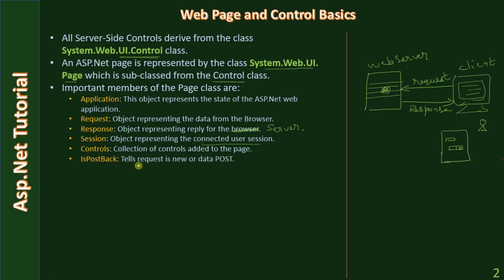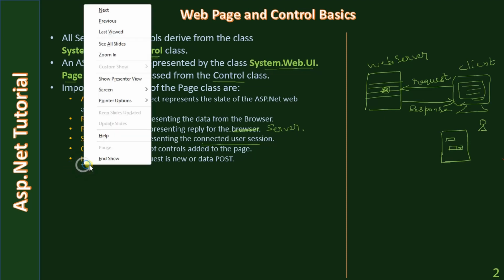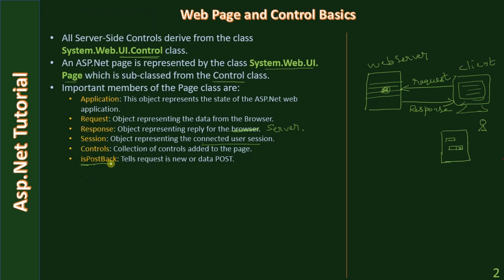IsPostBack tells whether the request is new or data post. So for the very first time, if a user is requesting a page, we call that the first request. The subsequent requests to the same page will be called post back. So IsPostBack is a property that tells whether the request is a post back or the very first request.